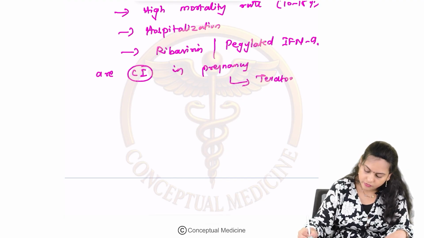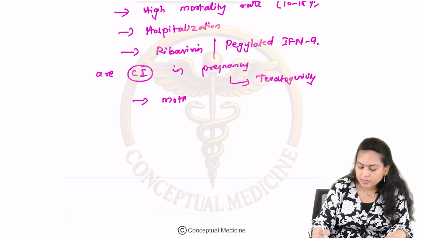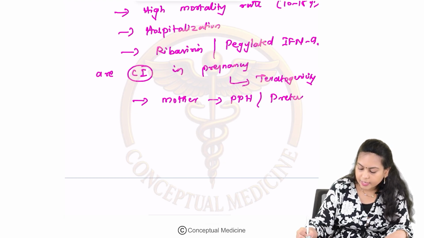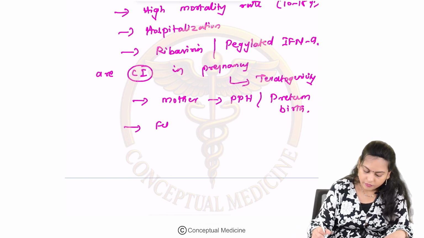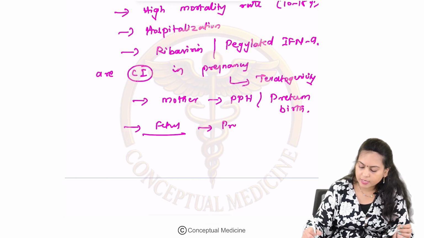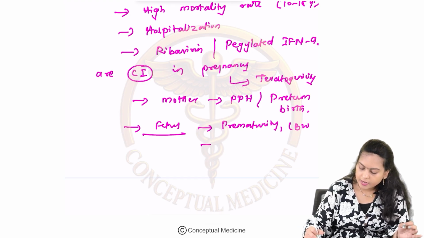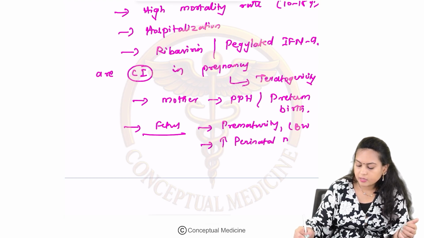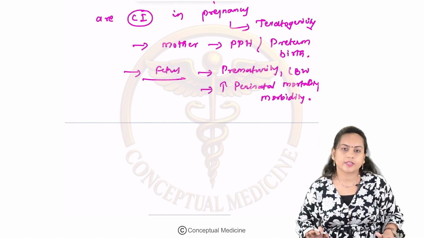Okay, so there is a risk of teratogenicity. Okay, and for the mother, there is a risk of postpartum hemorrhage, or even there can be chances of preterm birth. Clear? And fetus risk includes prematurity or low birth weight. Okay, and there is increased risk of perinatal mortality and morbidity also. Clear?